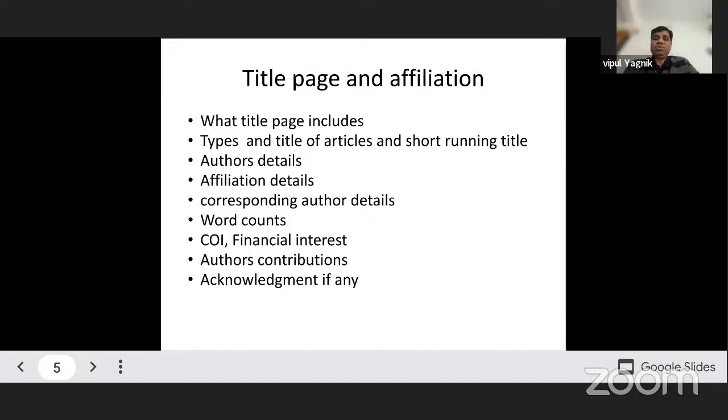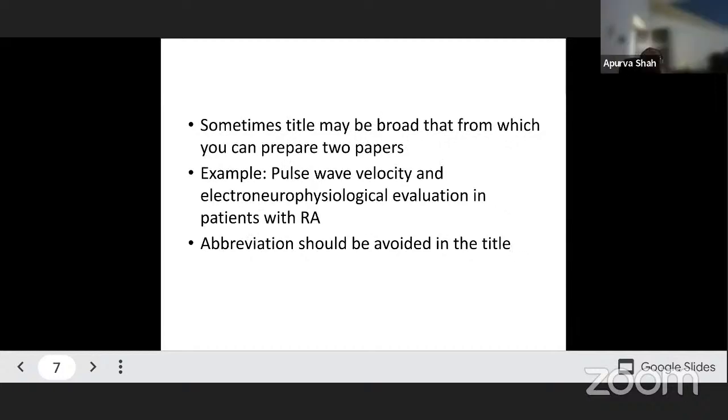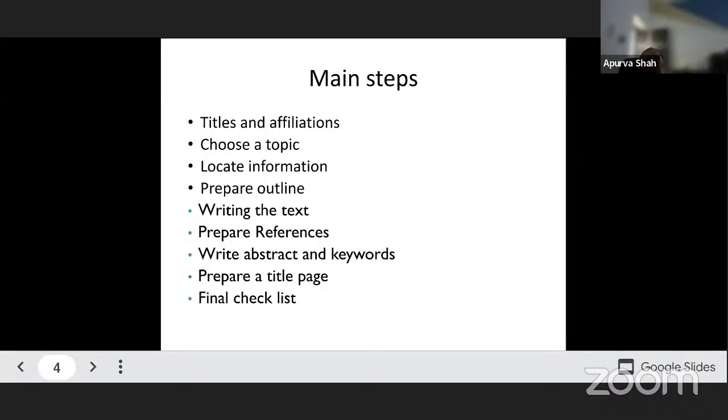Fourth slide, Rushabh. Fourth slide. Yeah. Main steps. Title page, sir. Yes, main steps. Yeah.